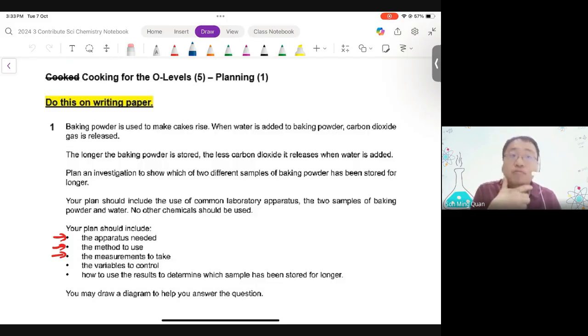So please try the planning question and then we can come and discuss how to actually plan experiments better. What are examiners looking out for? How do we usually mark? At the same time, we will try to use these questions to help us revise planning and experiments in general. So please come with the planning done at 11 a.m. in the 4 contribute classroom.